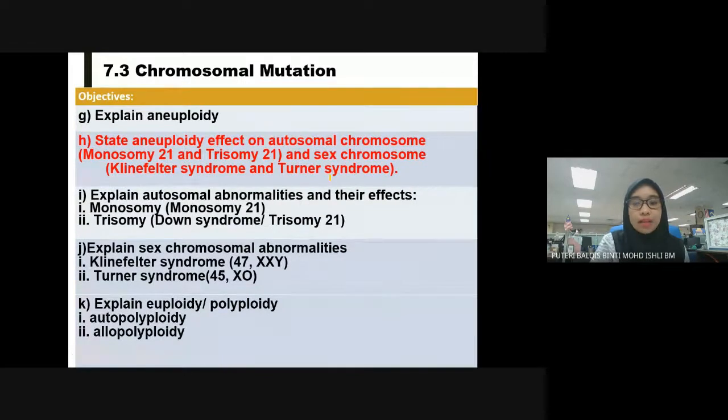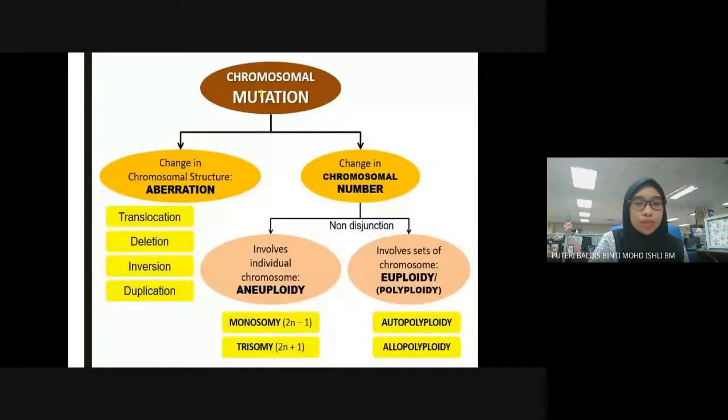Okay. So kita tengok dulu, this is overview of chromosomal mutation. Kita ada dua: change in chromosomal structure, aberration, dan change in chromosomal number. Untuk aberration, kita ada 4: translocation, deletion, inversion, duplication. Okay, terus tulis translocation, deletion, inversion, duplication.